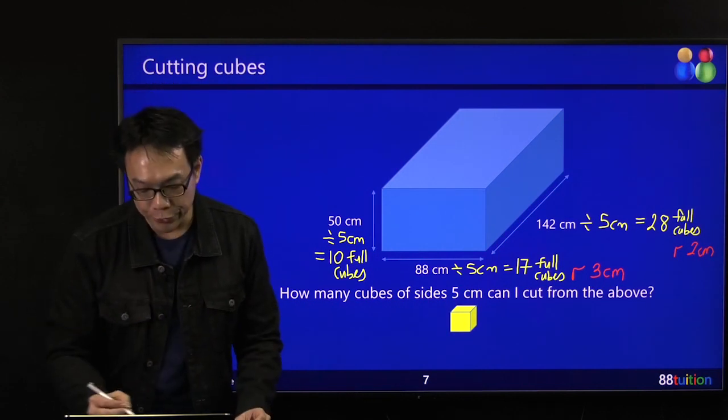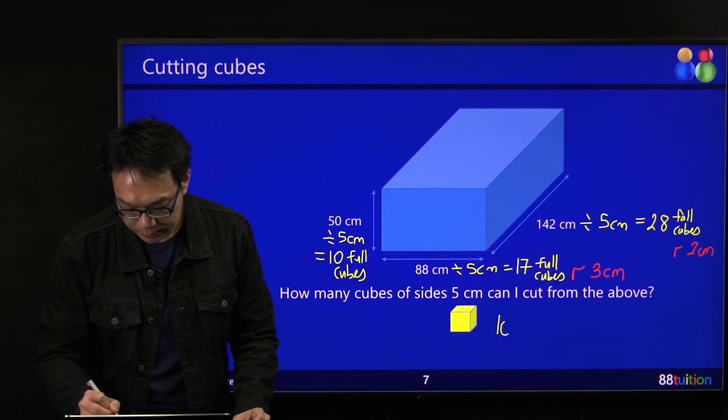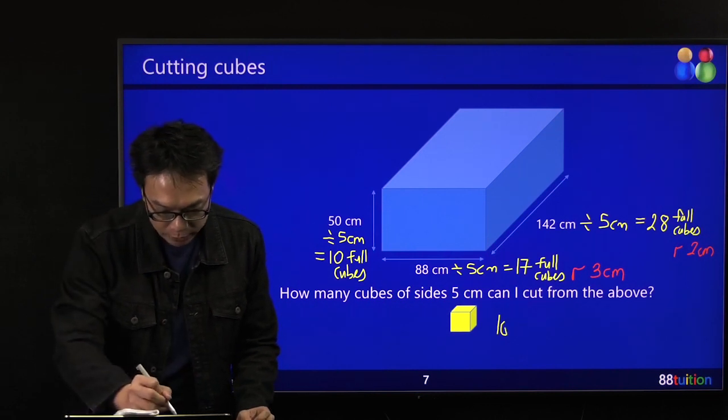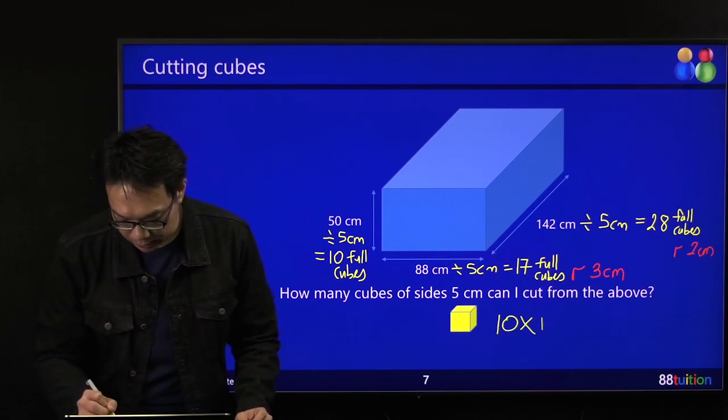So in this case, what do you do? Simply take all the full cubes and multiply: 10 times 17 times 28.